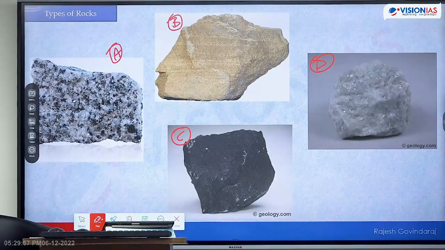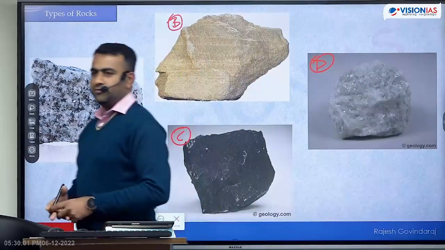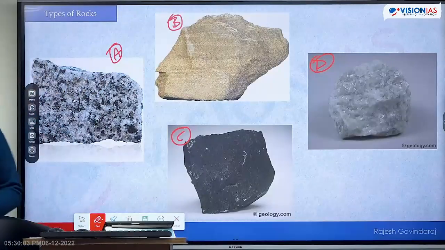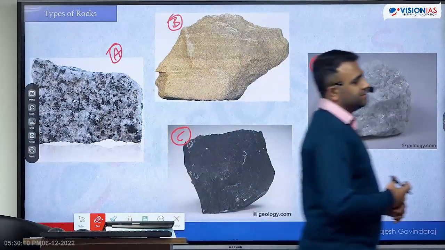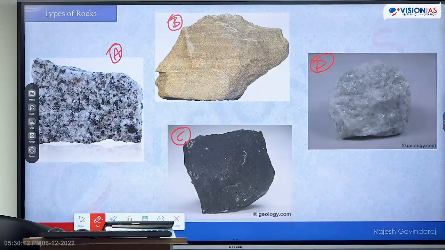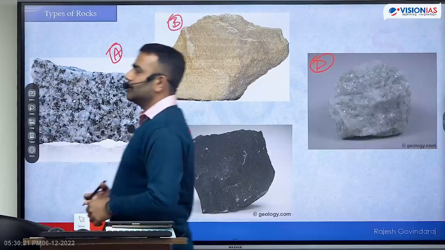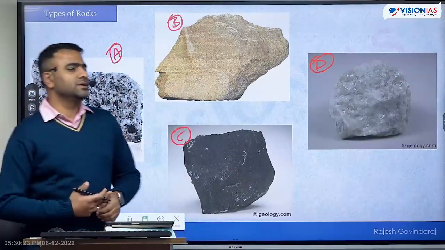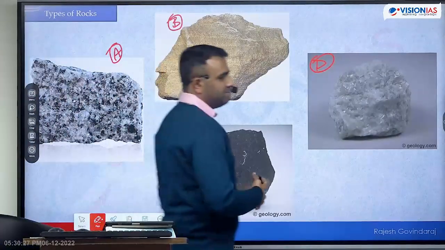Metamorphic, okay. Anything else? Any other answers if you want to contribute? A is intrusive, good. Then B is sedimentary. D is metamorphic, good. Your answer was also right, right. A is igneous, B is sedimentary, C is igneous, D is metamorphic rock.